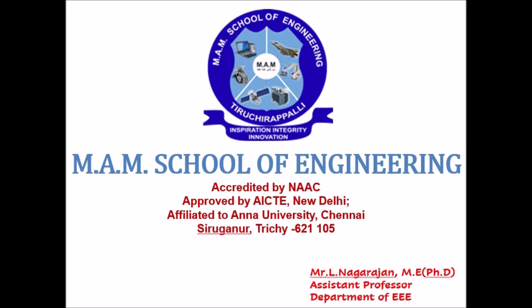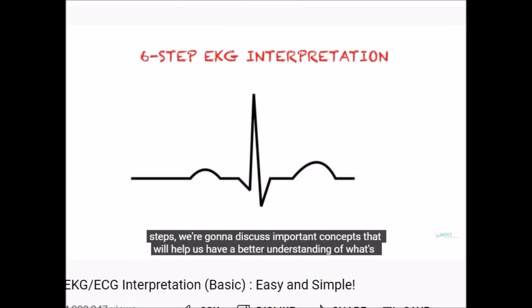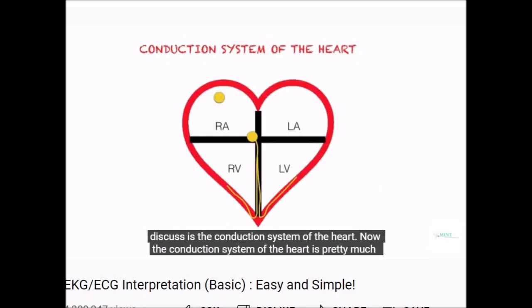EKG interpretation. Before we talk about the actual steps, we're going to discuss important concepts that will help us have a better understanding of what's going on inside the heart as it generates a heartbeat. The first concept is the conduction system of the heart. The conduction system is made of special cardiac cells that are responsible for conducting signals that cause the heart to contract.